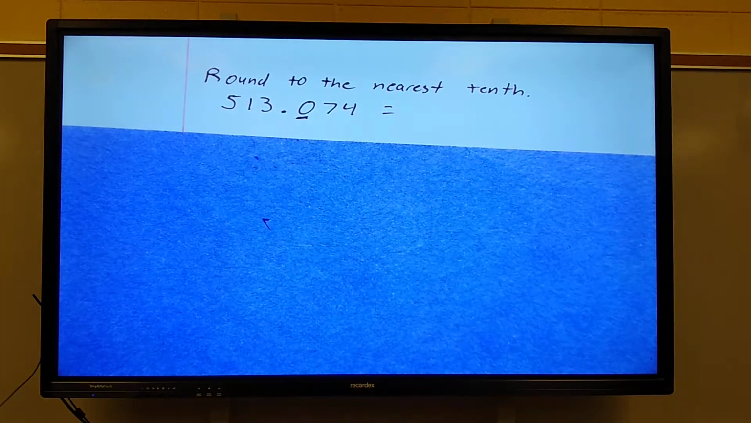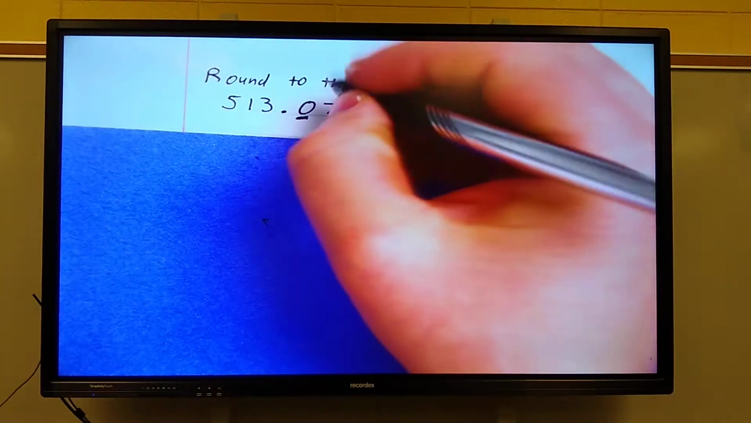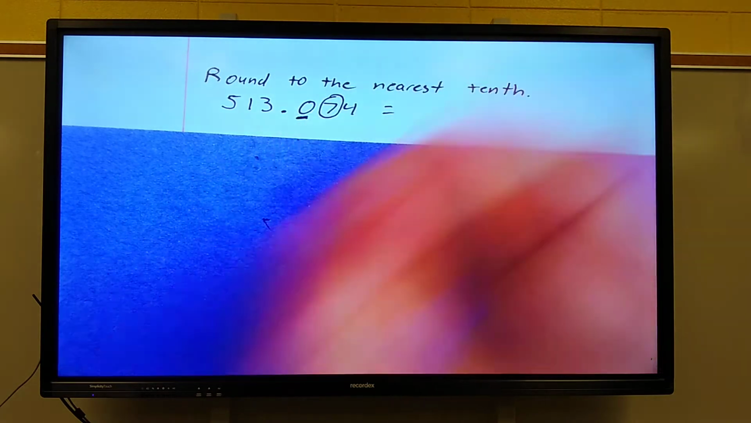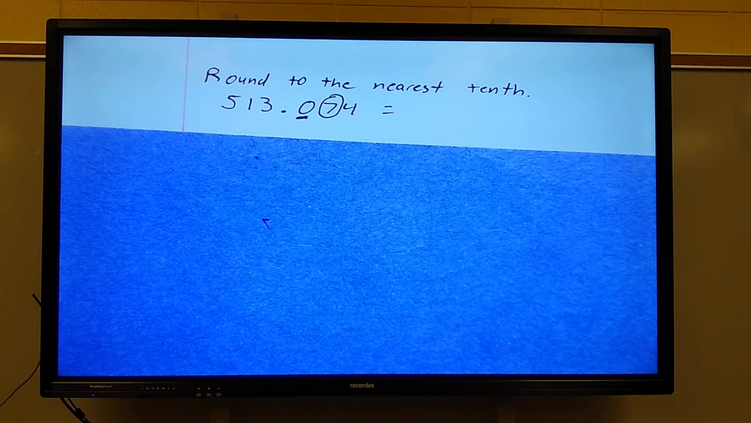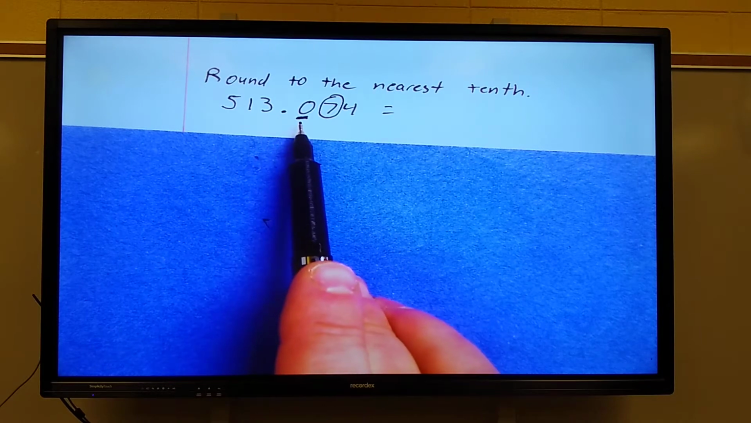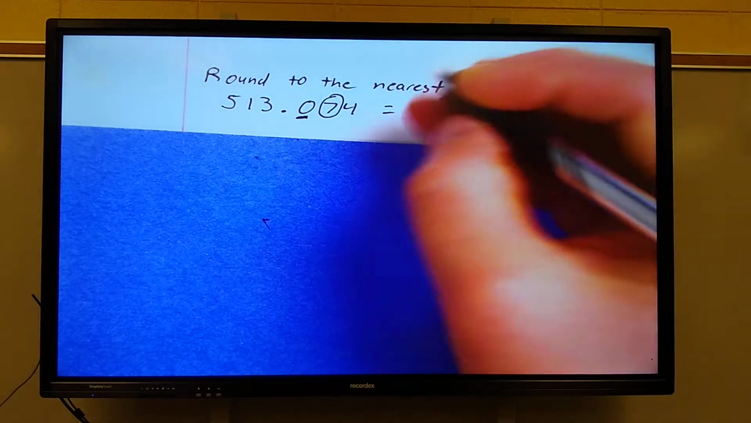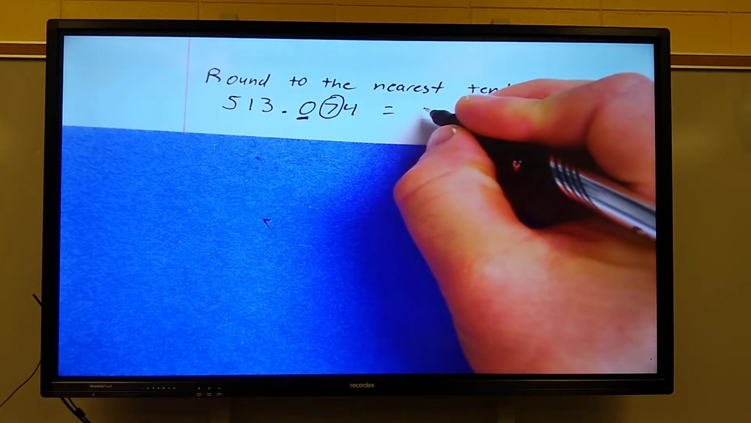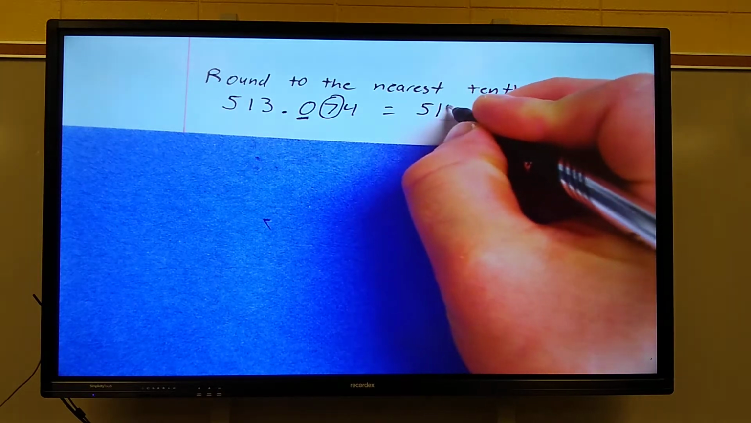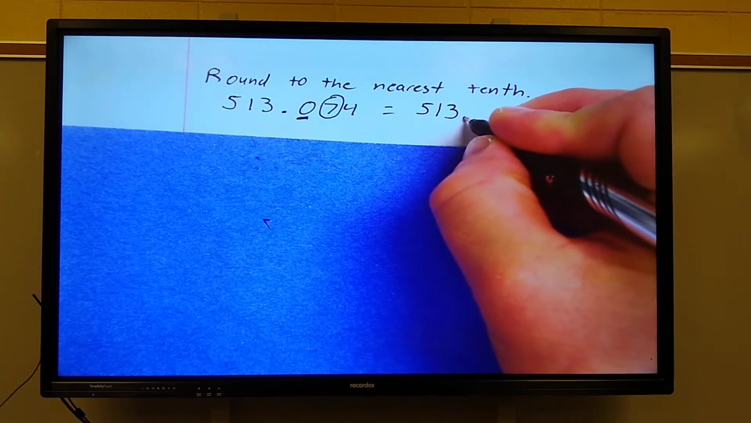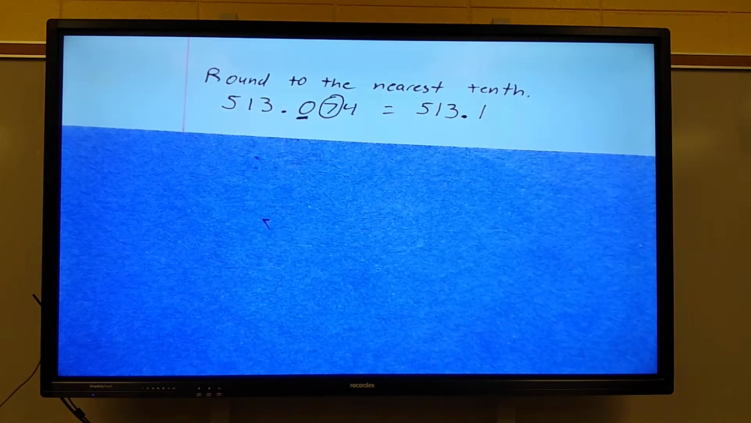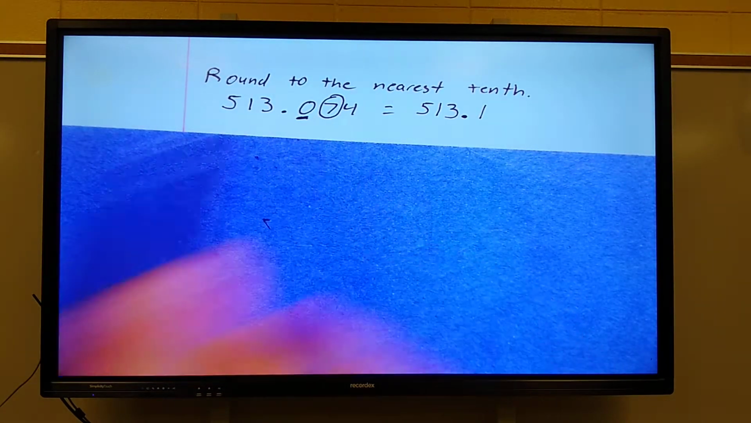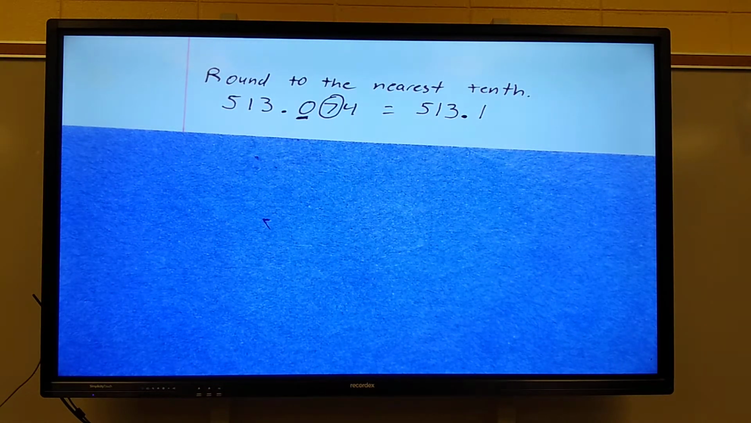Round to the nearest tenth. The 0 is in the tenth place. The 7 tells me what to do. The 7 is 5 or greater. That means I round up. The 0 becomes a 1. My answer and your answer, 513 and 1/10. The rest of these numbers disappear.